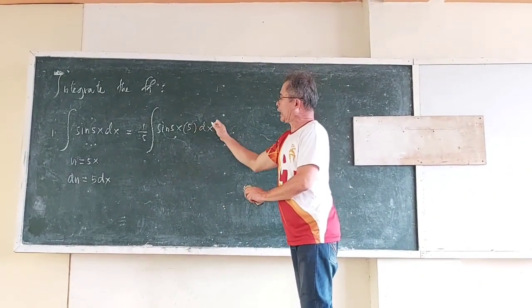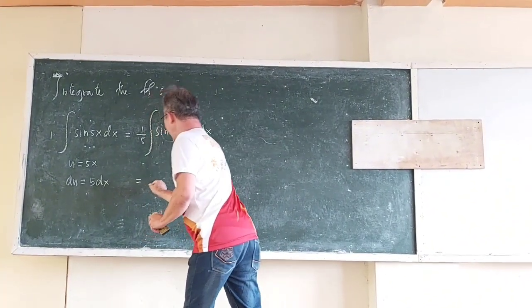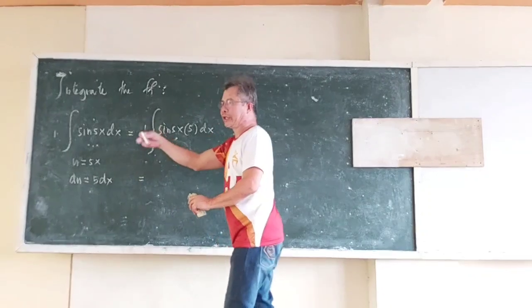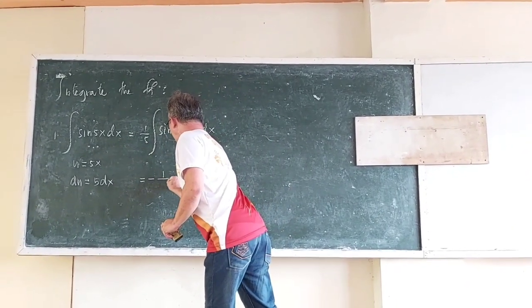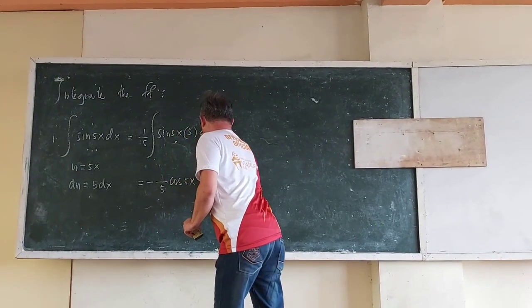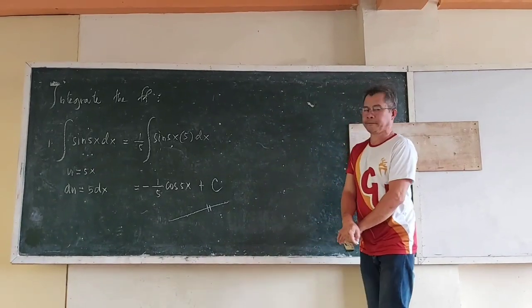Now, since it already agrees, you will continue with the answer. The integral of sine u du is equivalent to negative cosine. So you write the negative, then write 1 over 5, then cosine 5x plus c. This is the final answer.